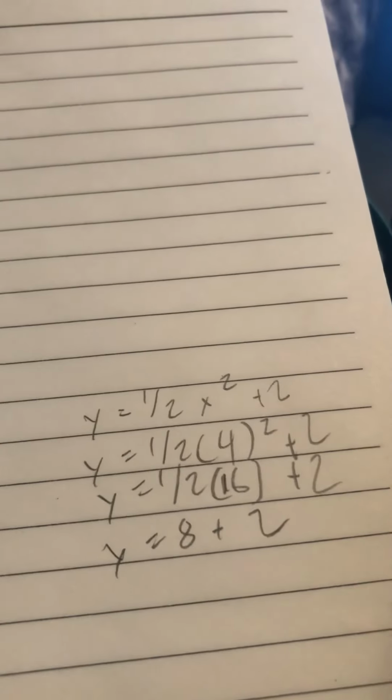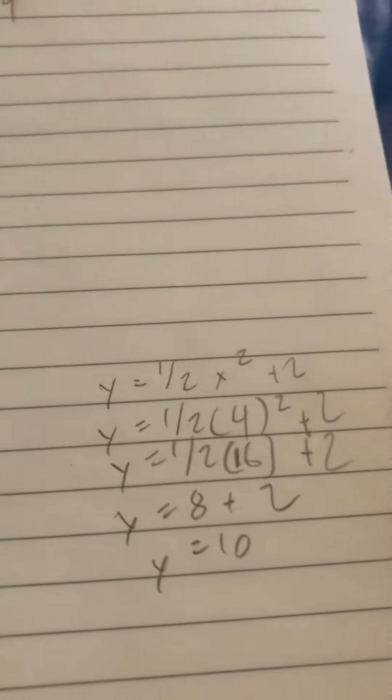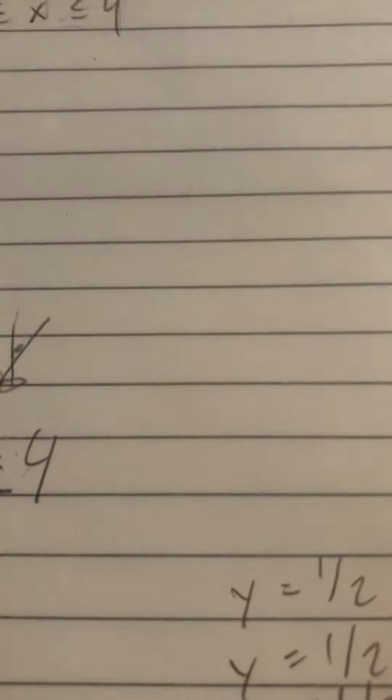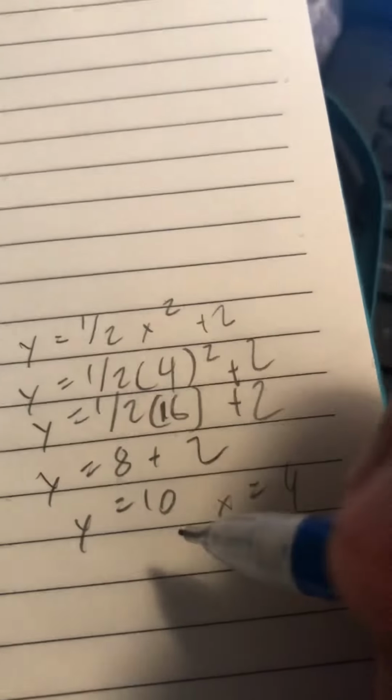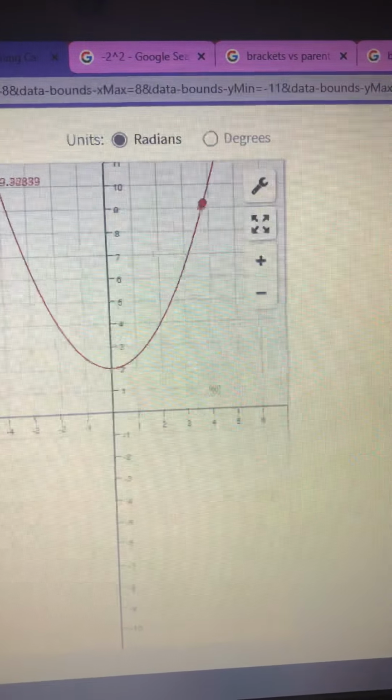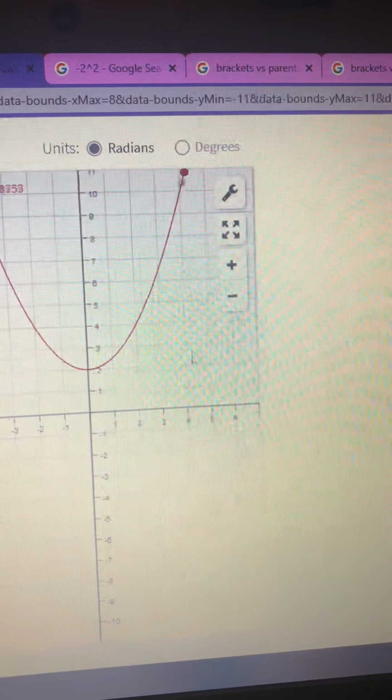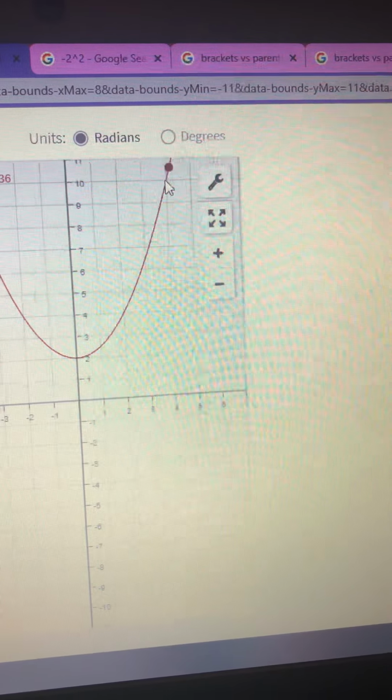Now, 4 to the second power, it's 4 times 4, 16. Y equals 1/2 times 16 plus 2. Half of 16, y equals 8 plus 2. Y equals 10. So, when x equals 4, y equals 10. You got both of these math done. We can look at our graph and see that when x equals 4, y equals 10. Right?